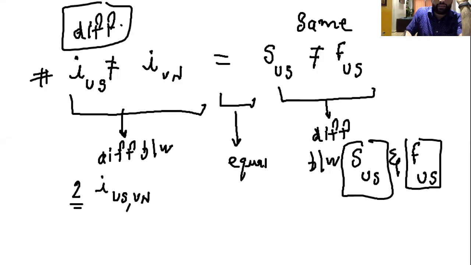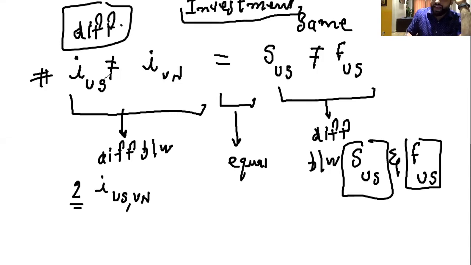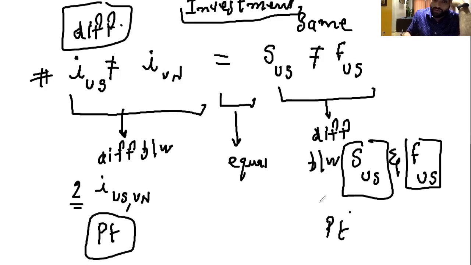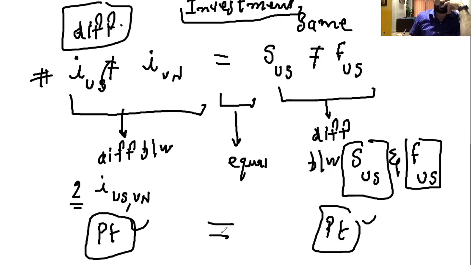We are talking about investment. What does it mean? It means you borrow in the US and invest in Vietnam, and you have a profit. Or you invest in the US using spot and forward, and you have some profit. You trade to have profit. So this profit and this profit will be the same. That's what I mean.